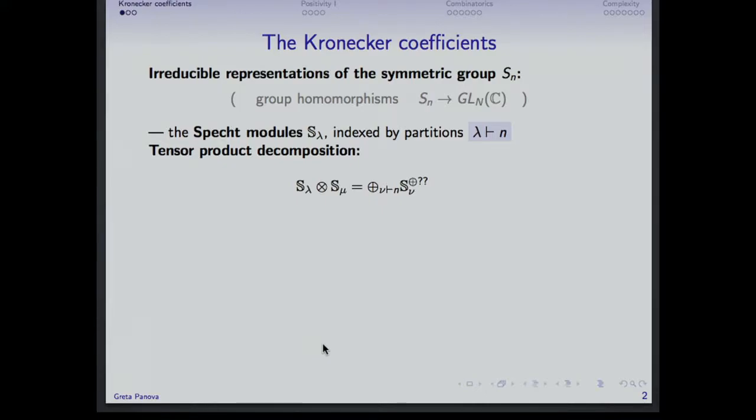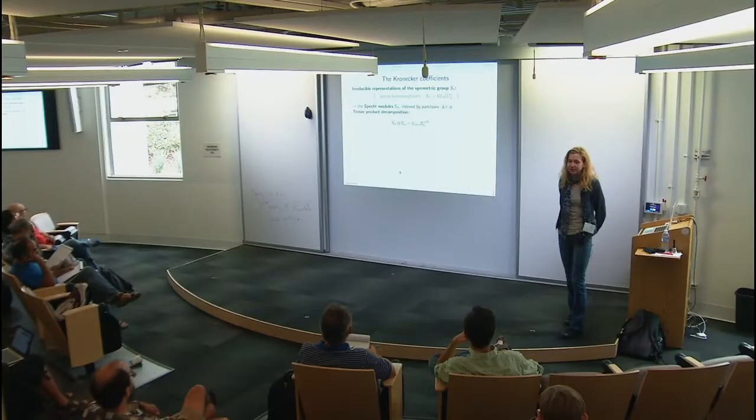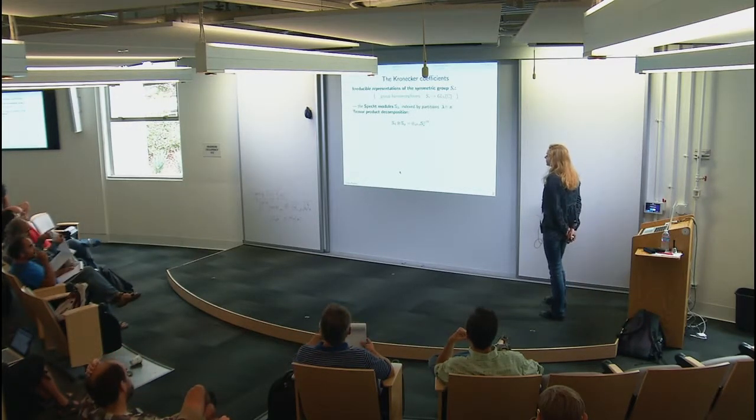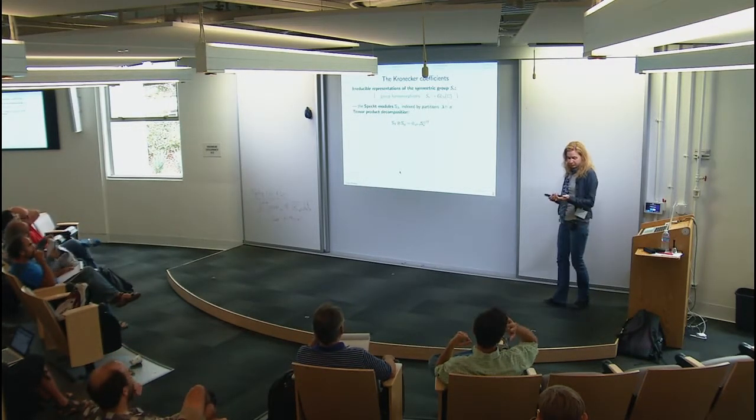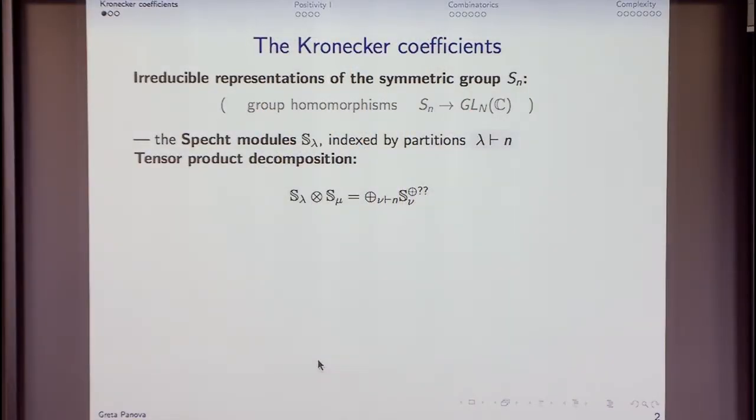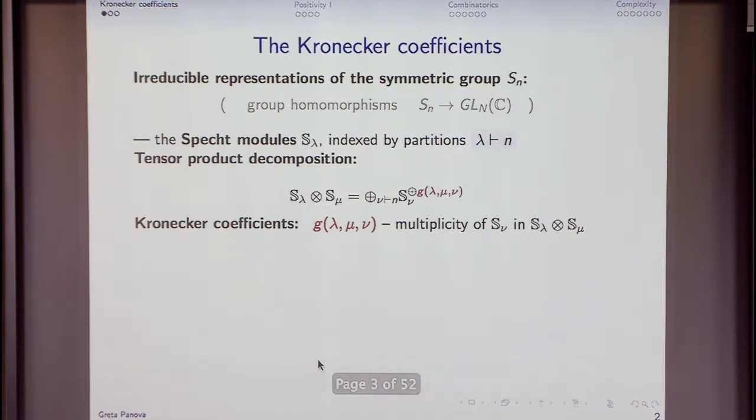Well, we have irreducible representations of the symmetric group. They are indexed by partitions of n, and a natural operation one can do with these irreducible representations is, of course, taking their tensor product, which is again a representation of S_n, and asking how it decomposes into irreducibles. The multiplicities of the irreducibles are exactly these Kronecker coefficients.